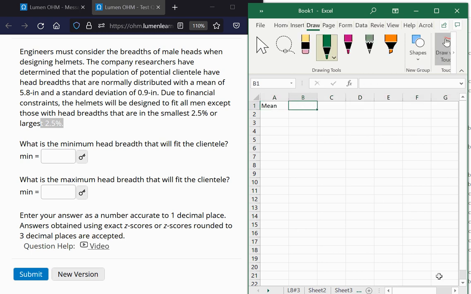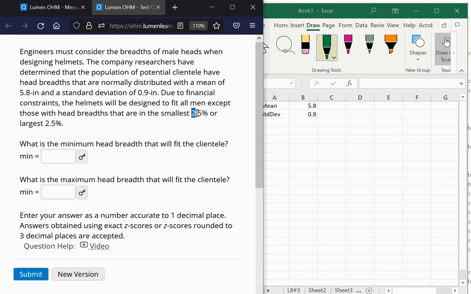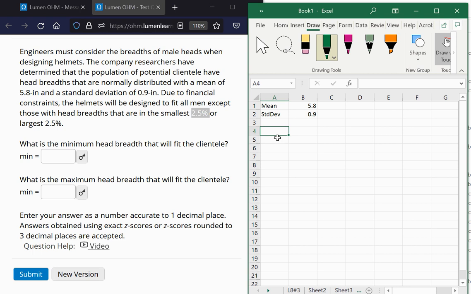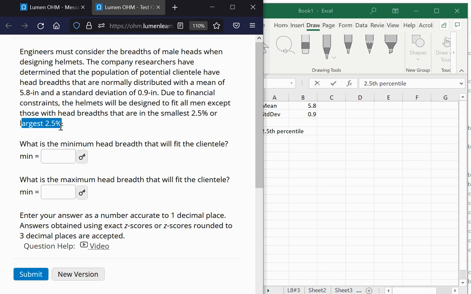So we have the mean given as 5.8. We have the standard deviation of 0.9. And basically, we want the percentile for 2.5. The 2.5th, which is kind of a weird thing to say, 2.5th percentile. And then we also want the positive twin on the other side. So the small one will be negative, but the larger one will be the same value, just positive.